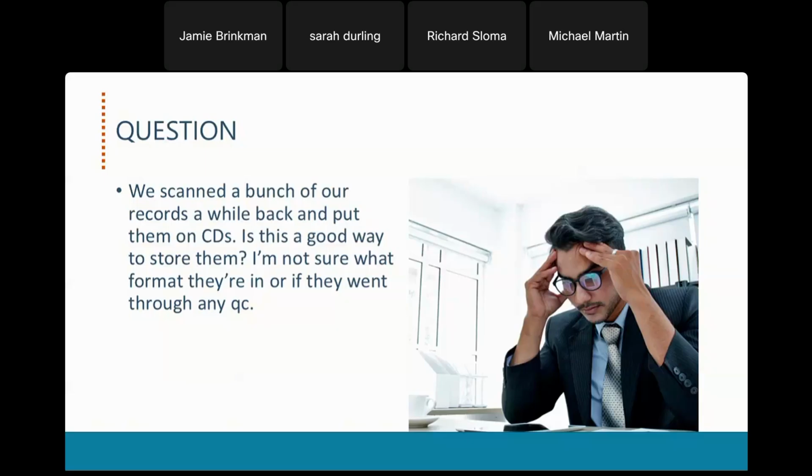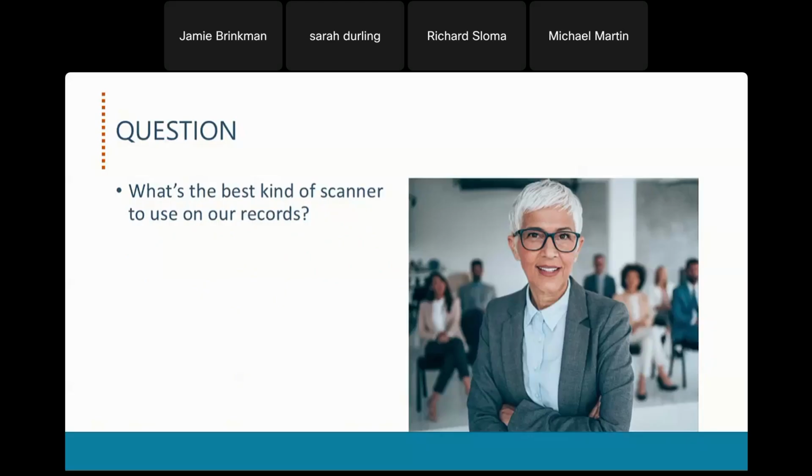All right, let's see what we got for our next question. What's the best kind of scanner to use on our records? I can take this one.